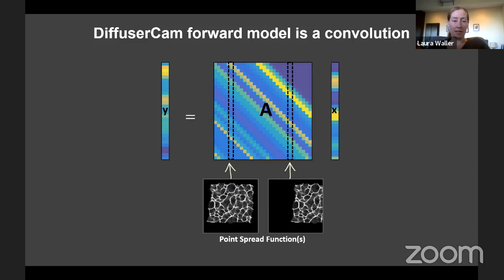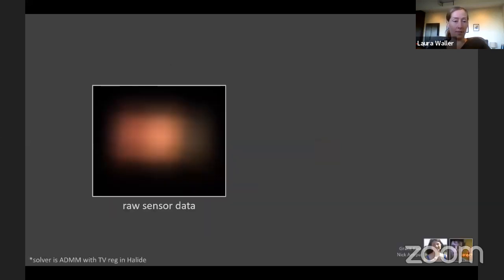There's one complicating factor: we have a finite size sensor, and so these point spread functions get clipped as you go to the edges of the field of view. So it's not exactly a convolution, but you can deal with that fairly easily, and we do. Our solver is ADMM in this case. We use total variation regularization just for denoising. It's all written in Halide, so it can be fast.